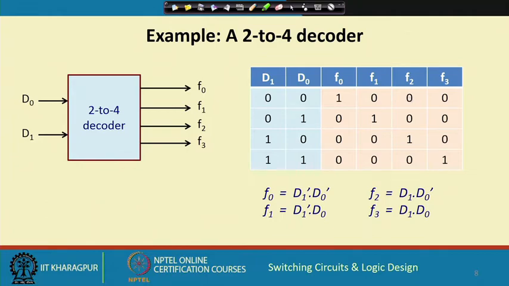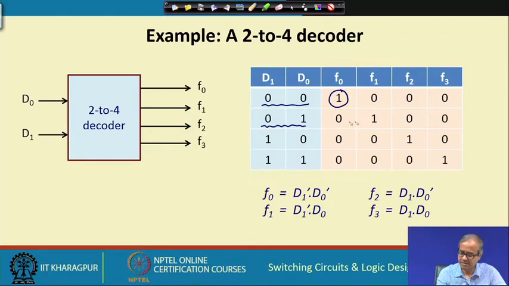Let us take a specific case, a 2 to 4 decoder, where there are 2 inputs and 4 outputs. Look at the truth table. Depending on the data input, if it is 0 0, then F0 is set to 1, following this convention, and the others are 0; the line selected is 1. If it is 0 1, F1 is selected; 1 0, F2 is selected; and 1 1, F3 is selected.